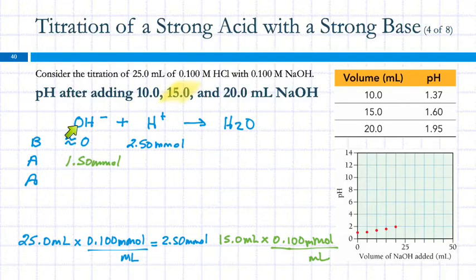So these react in a 1-to-1 stoichiometry. So 1.5 millimoles of this will react with 1.5 millimoles of that. All of this hydroxide will react, and we're back to essentially none. 1.5 millimoles of that reacts with this. It's going to use up 1.5 millimoles. So what we've got left now is 1 millimole of the acid. Are you following me? So we have 1 millimole of hydrogen ion.